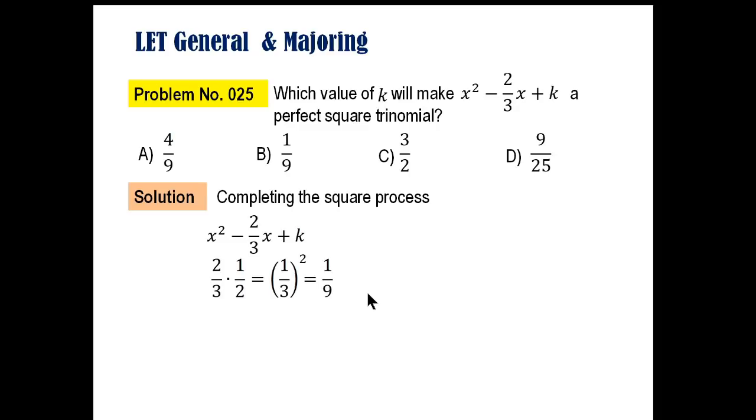This is equal to 1 times 1, 1, over 3 squared, that's 3 times 3, 9. So the value of k is 1 over 9. Okay, so x squared minus 2/3 x plus 1 over 9 is now a perfect square trinomial. So the correct answer is letter B.